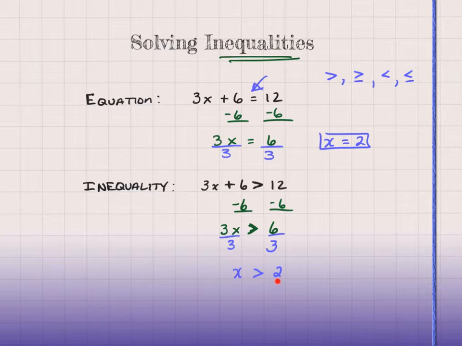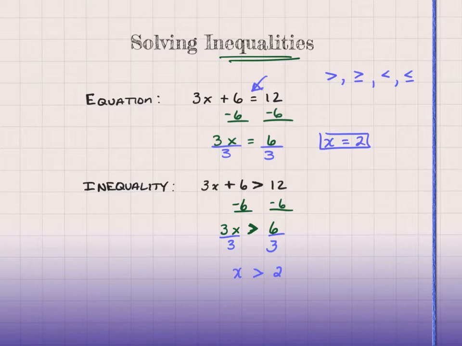Now the actual number 2 will not make it true. If you were to plug a 2 in for this x, you'd have 3 times 2 is 6, 6 plus 6 is 12, and 12 is not bigger than 12. So whatever we want to use for a solution would always have to be bigger than the number 2.